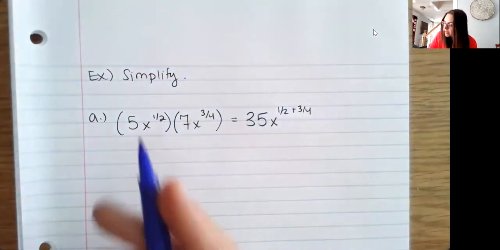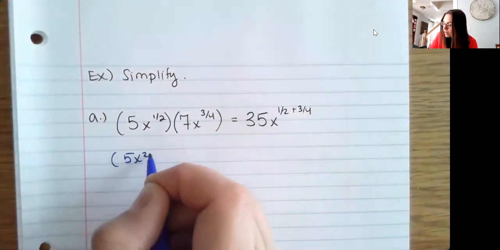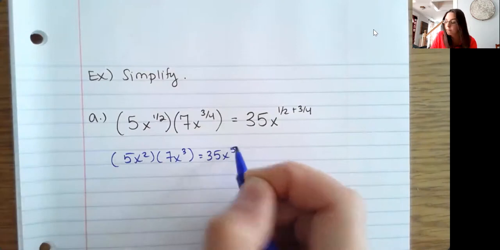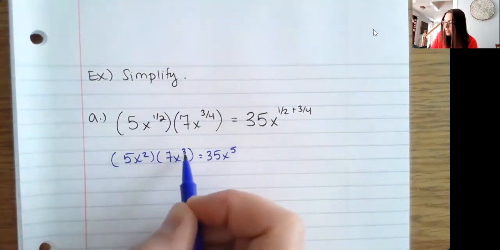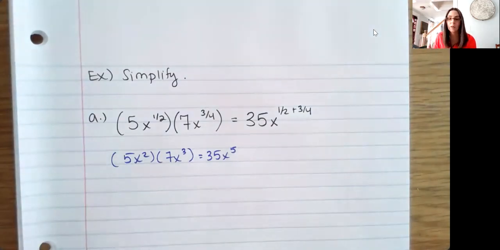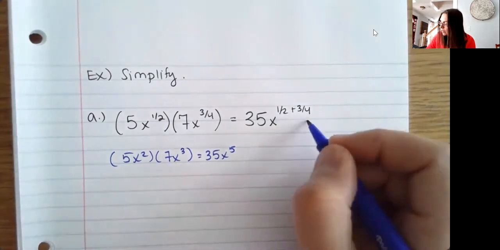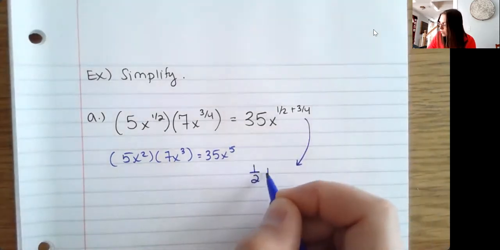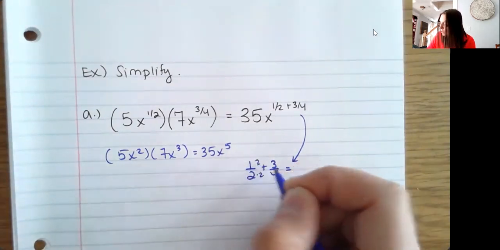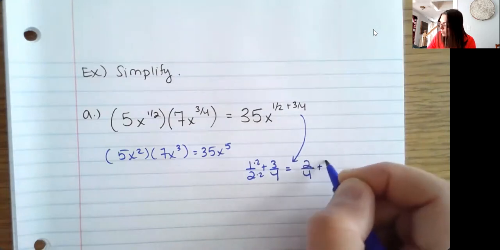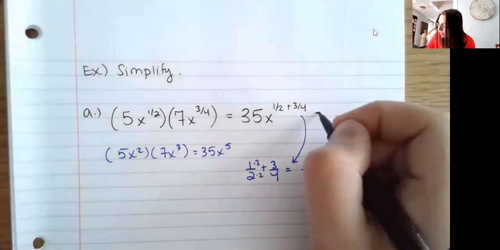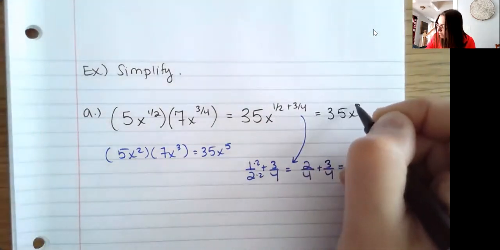So think of a basic example. If I had 5x squared times 7x cubed, you would have 35x to the 5th. You would add the 2 x's here with the 3 x's here to get 5 altogether. So we can do the same process, but it's just a little bit harder because we're working with fractions. So I'm going to do some work off to the side. I'm just going to do 1/2 plus 3/4. You do need common denominators. So this first one I can multiply by 2 over 2. And I have 2/4 plus 3/4, which is 5/4. So this becomes 35x to the 5/4.